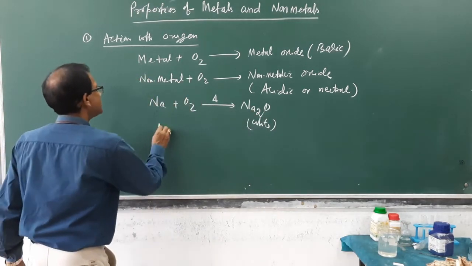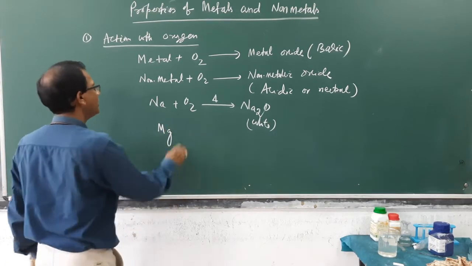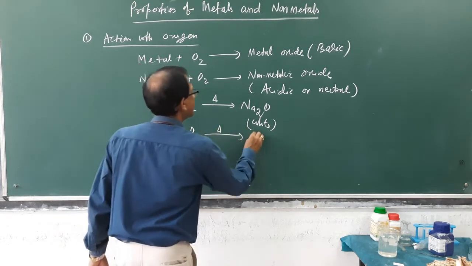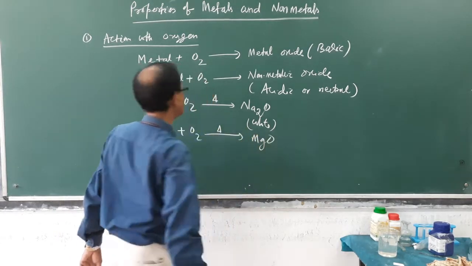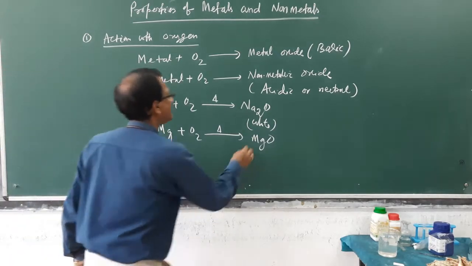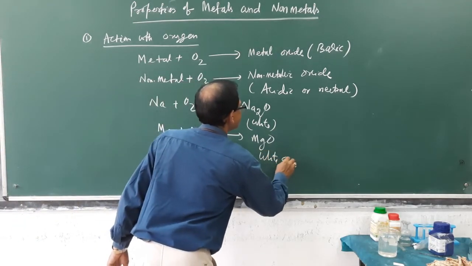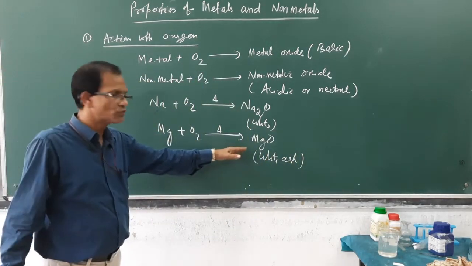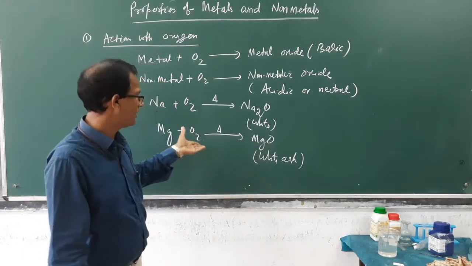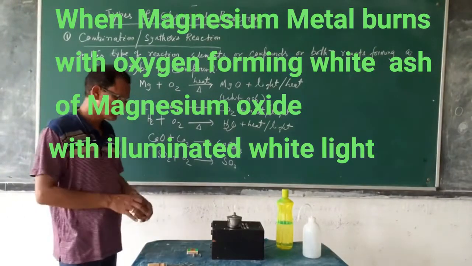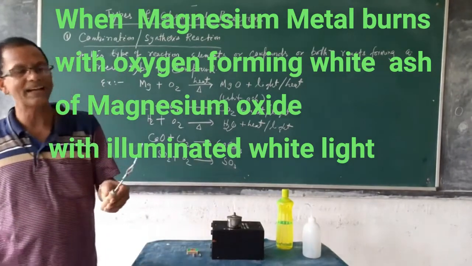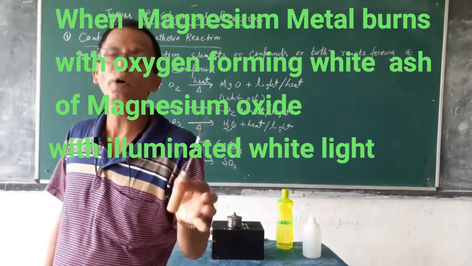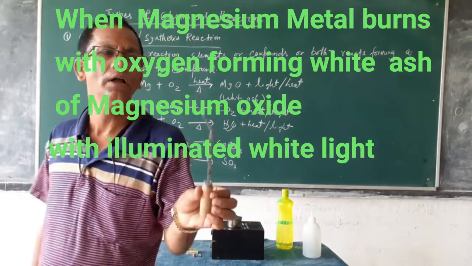Similarly, magnesium ribbon when burnt with oxygen produces what? Magnesium oxide. This is also white ash. It burns with illuminated light. Let us give one example. This is your magnesium ribbon, a small strip of magnesium ribbon.